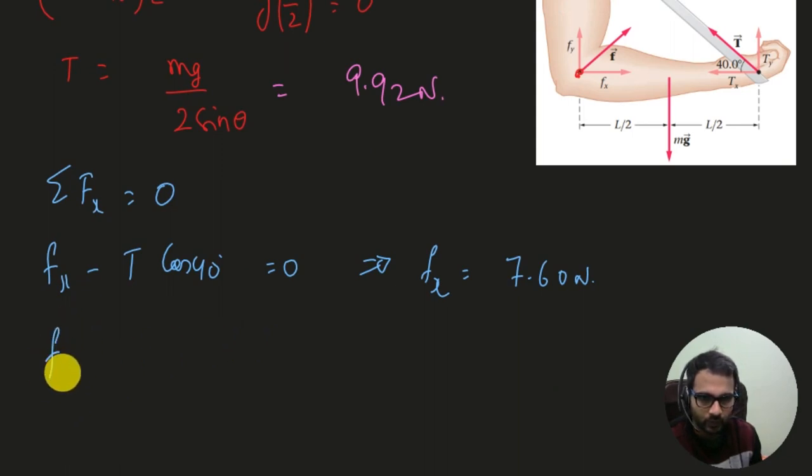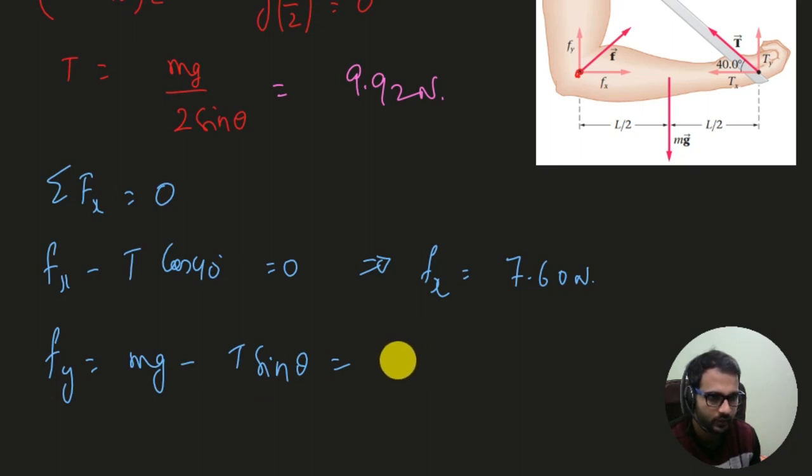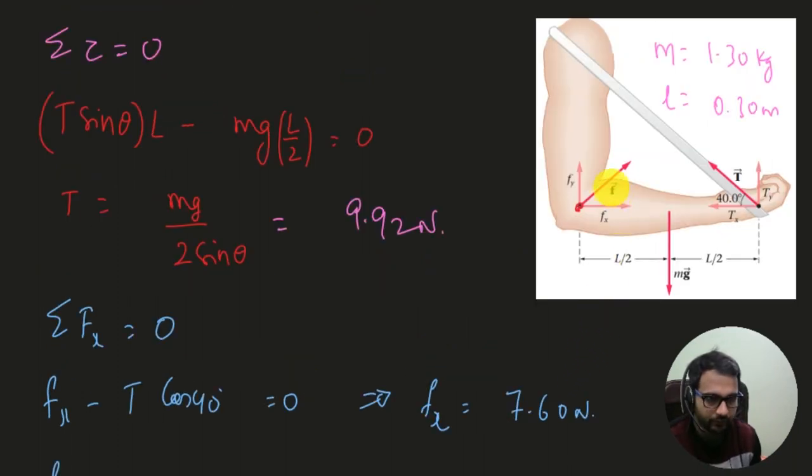Now to find Fy, we can use the net force in the y direction to be equal to zero. So Fy would be equal to mg minus T sine theta. Just plug all these values, you'll get Fy to be 6.38 newton. Now did you notice one thing? That this force F also makes 40 degree with the horizontal.